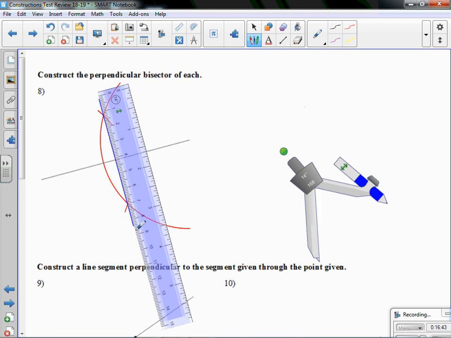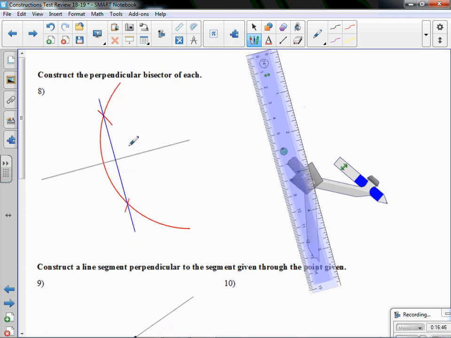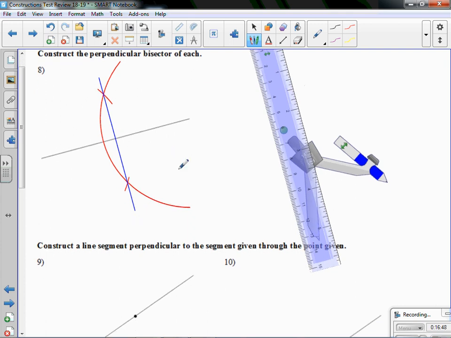And draw in a perpendicular bisector. So the blue line there would be a perpendicular bisector.